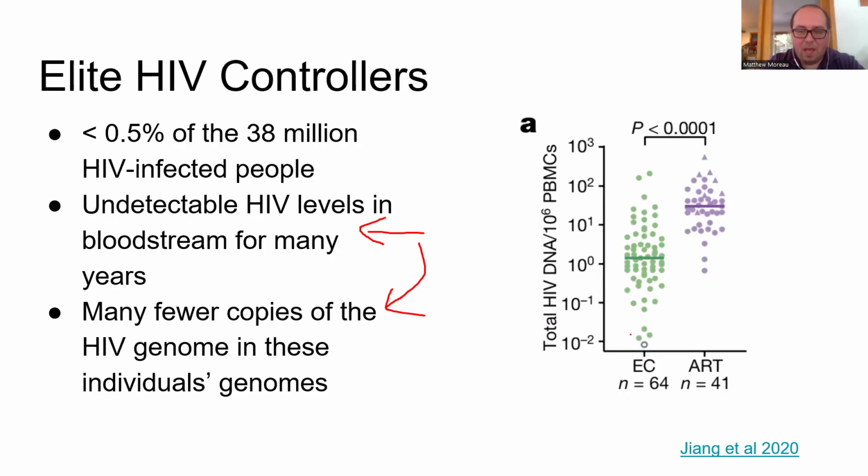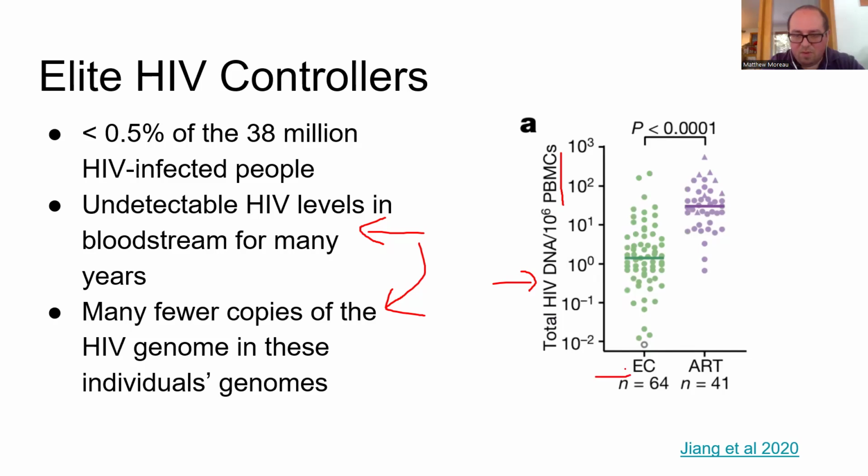And so when we look at this particular total HIV DNA inside of peripheral blood macrophages, so this is a cell type that gets infected with HIV.